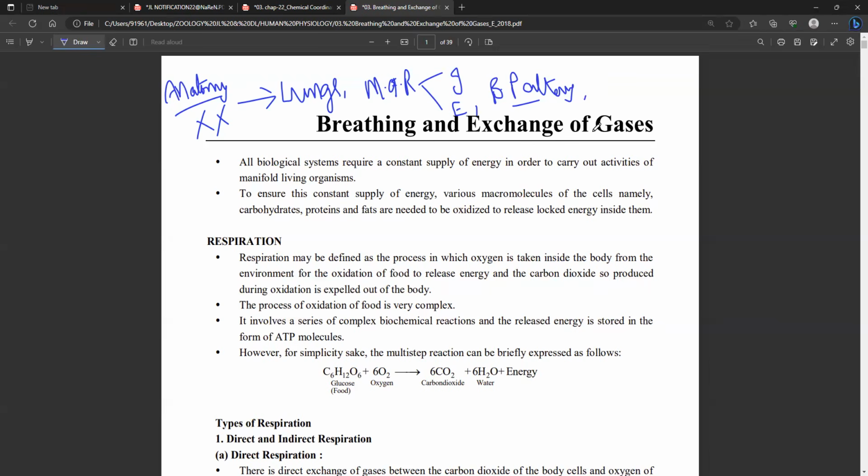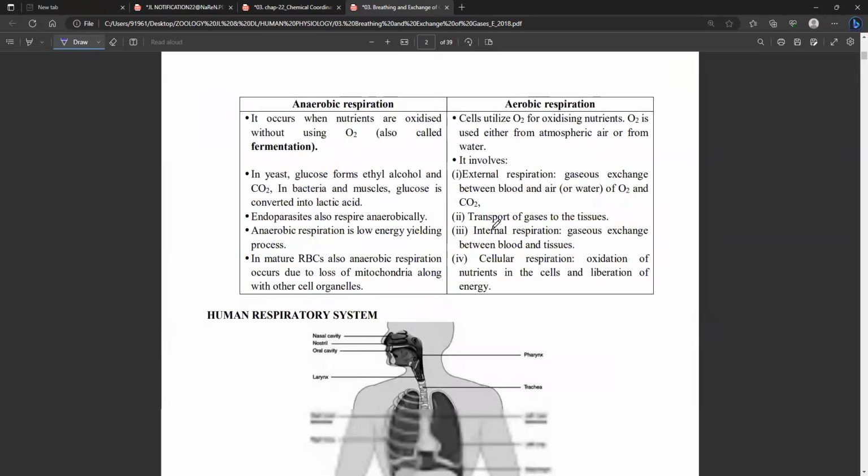Then apart from that, the very important one is the oxygen hemoglobin dissociation curve, where you can expect the graphical questions. If you are not getting the questions from here, then undoubtedly, friends, you are going to get the questions from diseases. So when you are reading the respiration, understand the differences between aerobic and anaerobic.